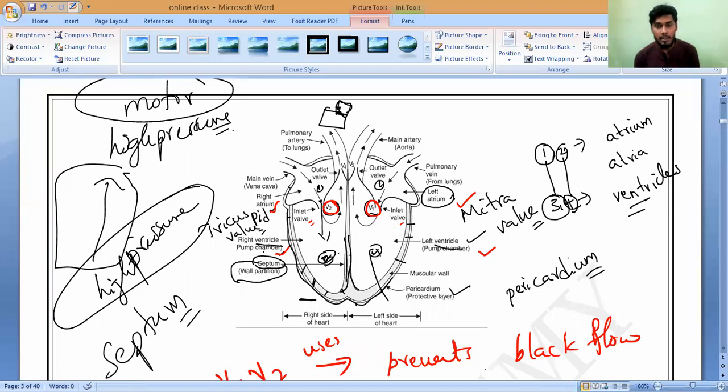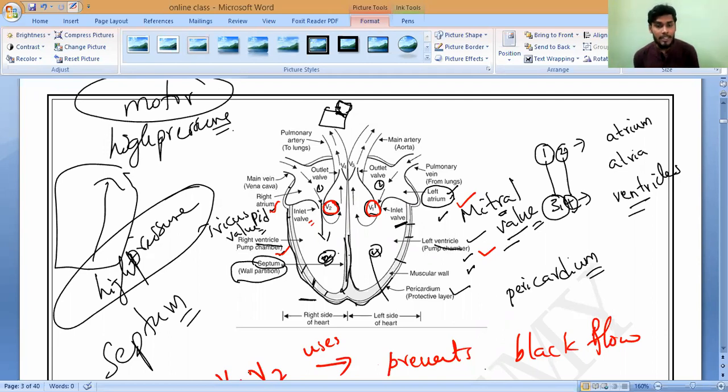So now the question will come like this. Before, I said the left atrium and left ventricle are connected with V1. Instead of V1, what can I say? Mitral valve. You will get an MCQ on this. The left atrium and left ventricle are connected by the mitral valve. Mitral valve.